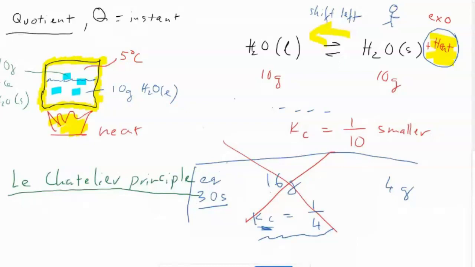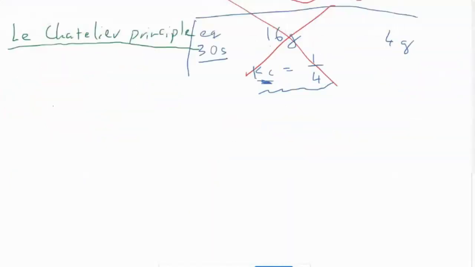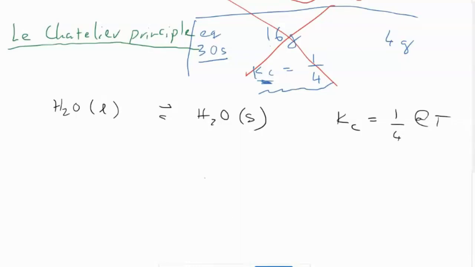Turns out the only time that Kc changes is when you change temperature, when you're adding heat. All the other times, you will shift the equilibrium, but you will not change the equilibrium constant. I'm going to show you here in a second. Let's say same reaction. Liquid water becoming solid water. Okay. Kc at that temperature was 1/4 at temperature T.